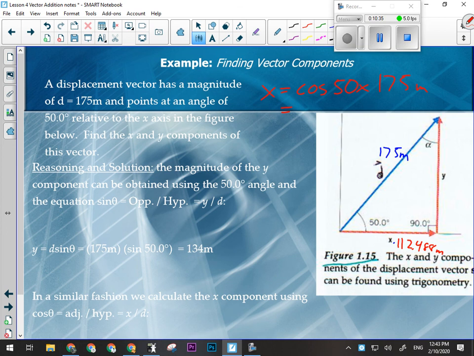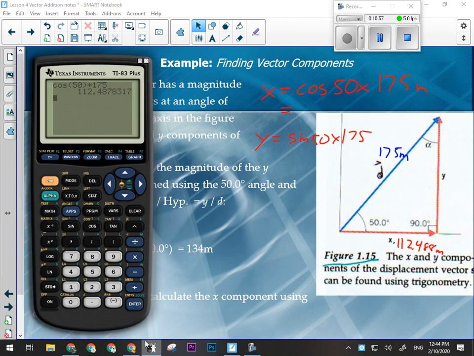How would I find y? I could use Pythagorean theorem, or I could use the sine. If I do this exact same calculation, but for the opposite side, it's going to be the sine of 50 times 175, because y is opposite the 50-degree angle. So sine of 50 degrees times 175 gives us 134.058.